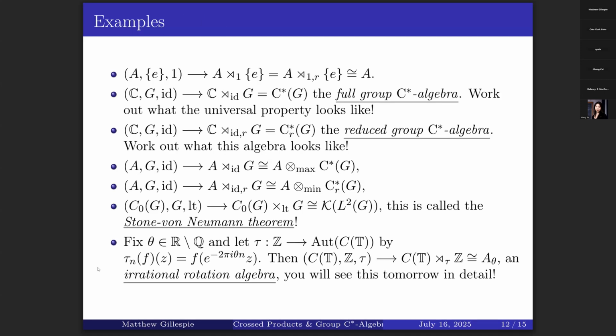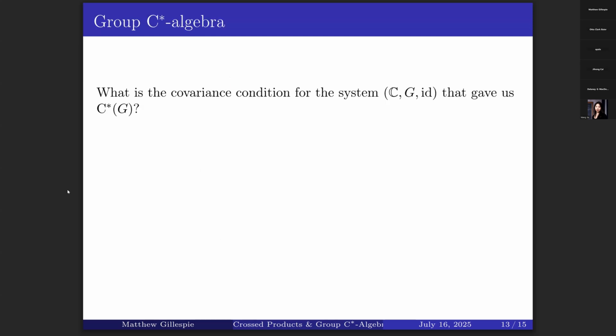Right, so I want to finally circle back in our last 10 minutes here to the group C-star algebra. What's most important are these two bullet points here, and mainly what the universal property of this object is, because that's really what we care about. What is the universal property in this special case reduced down to? So the covariance condition of the system.